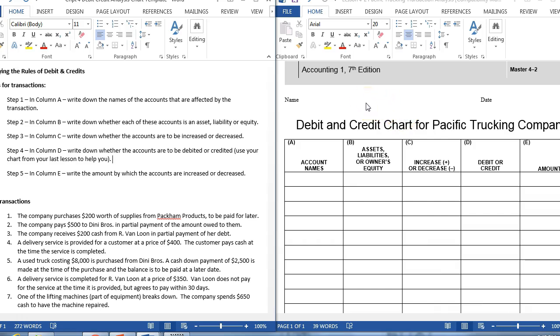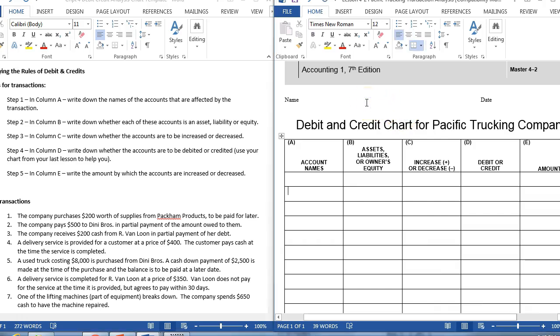So you have this chart, and this chart is what's going to help us. So we're going to follow these steps. Step 1 in the chart, in column A, we're going to write down the account names of the transaction, or what accounts are affected by the transaction. And you already know how to do this because you did this in those equation analysis sheets in chapter 3.